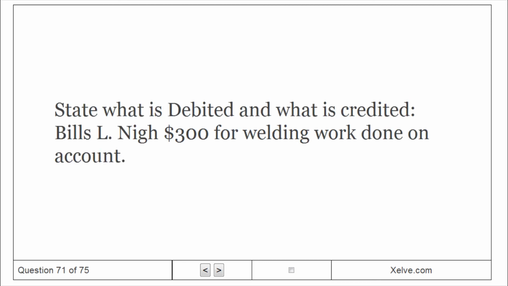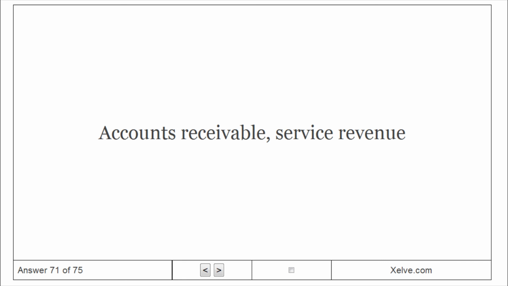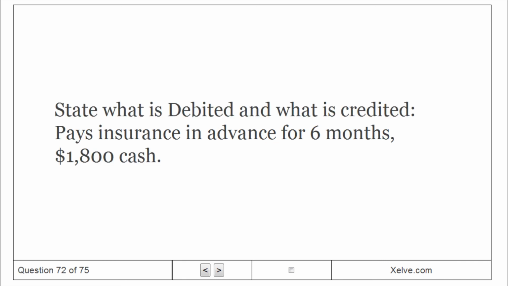State what is debited and what is credited. Bill Xelve $300 for welding work done on account. Accounts receivable, service revenue. State what is debited and what is credited. Pays insurance in advance for 6 months, $1,800 cash. Prepaid insurance, cash.